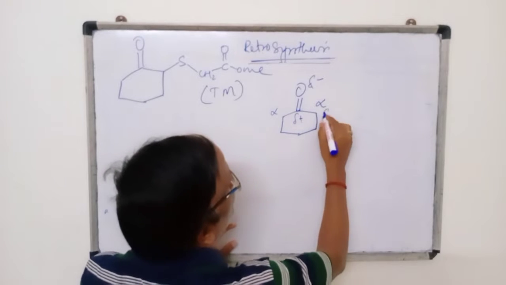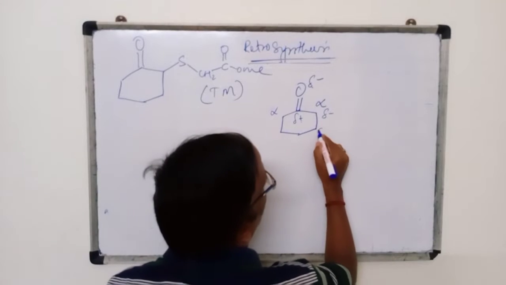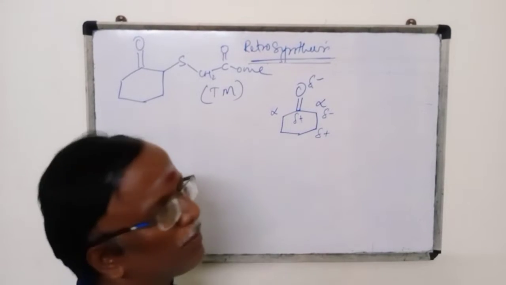So you know the carbonyl oxygen is going to be a negative charge, and this is going to be a positive charge. So this is going to be a negative charge here. Which one? Alpha carbon is a negative charge, beta is a positive charge. Like this, I can keep on extending it.